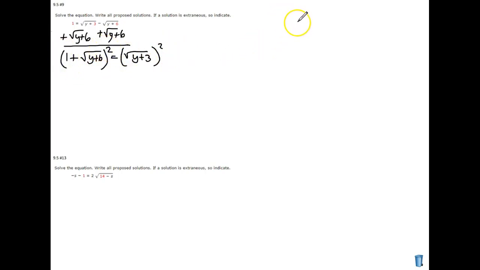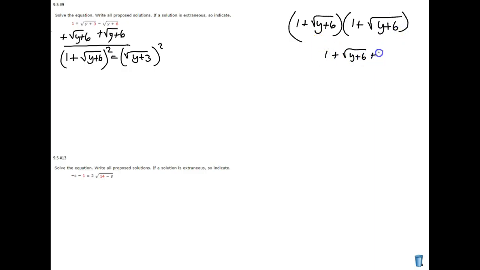And then it's helpful to have this space over here because I can say, okay, well, what is this when I multiply it times itself? Well, this becomes 1 plus the square root y plus 6 plus the square root of y plus 6. And then I remember I have the square root of y plus 6, and that is squared. That's when I multiplied the last ones together. So this really gives me 1 plus 2 square roots of y plus 6 plus y plus 6, because the square root and the square cancel.